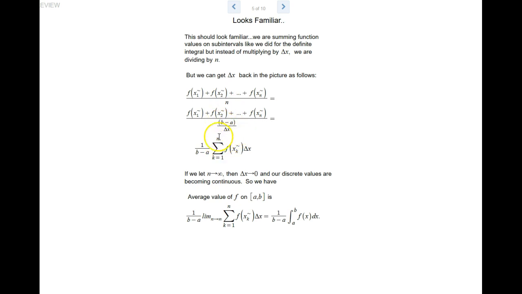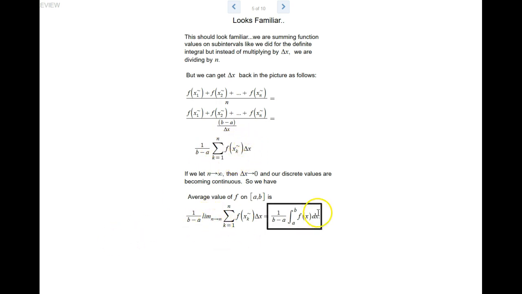So then I can factor out that 1 over b minus a, and that delta x is in the denominator of this fraction. So that's equivalent to multiplying by delta x. And so that average calculation turns into this sum. So if we let n go to infinity, remember that the limit as n goes to infinity of the Riemann sum is the definite integral.